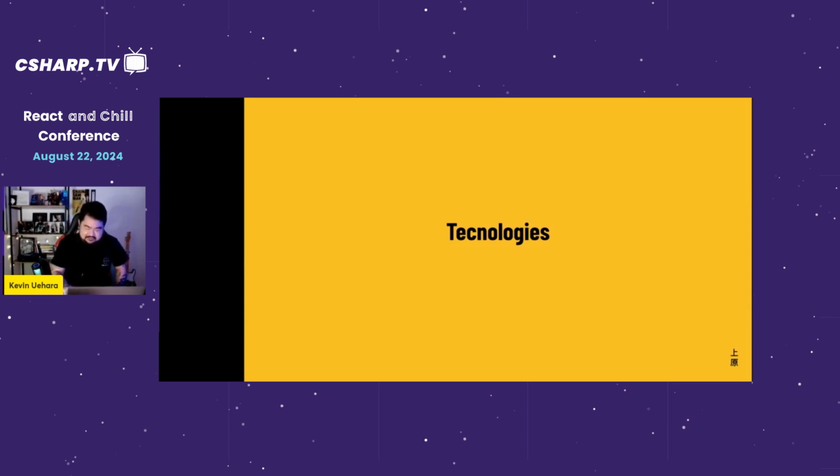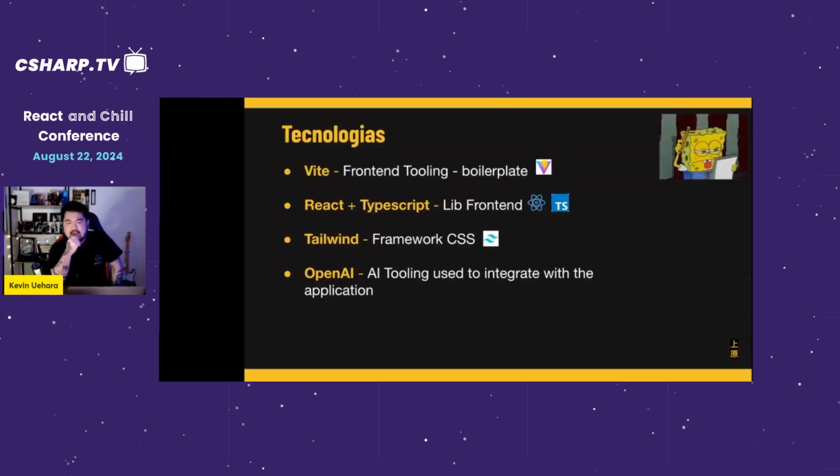Sorry for my jokes. The technologies: I'm going to use Vite, the front-end tooling and boilerplate. So I will use Vite with React and TypeScript. This is very simple and common in the front-end ecosystem. And Tailwind, the CSS framework. This is not new. And OpenAI, the AI tooling used to integrate with the application.